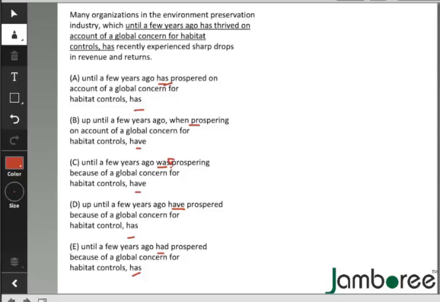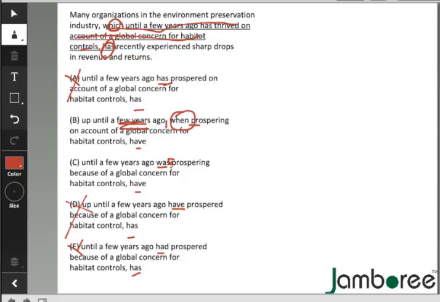So I read "so many organizations", and I'm very glad to see the word "which". It just means that I don't have to read this to begin with. "Many organizations has" or "have"? Organizations is plural. We need "have". Yes. So now I am down to these two. The difference is, "up until a few years ago, was prospering" and "when prospering". First of all, since the time is already given as a few years ago, you don't need the "when", but still, let's see.